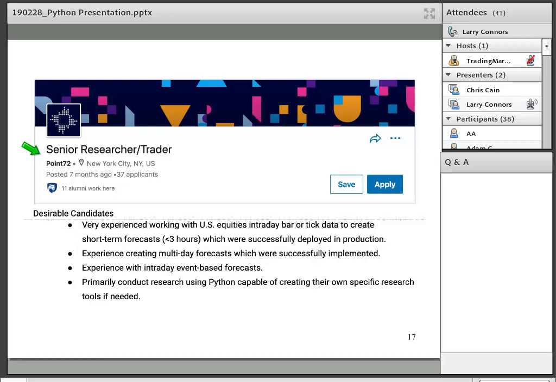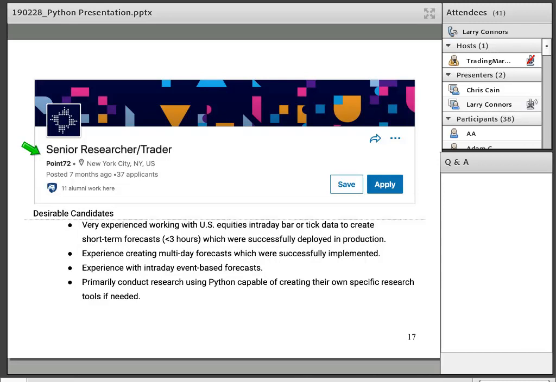Point72, another firm over there. Point72 is Steve Cohen's firm. What Point72 ended up doing, a number of years ago, is quietly build a quant firm behind the scenes. Basically, they did it internally.